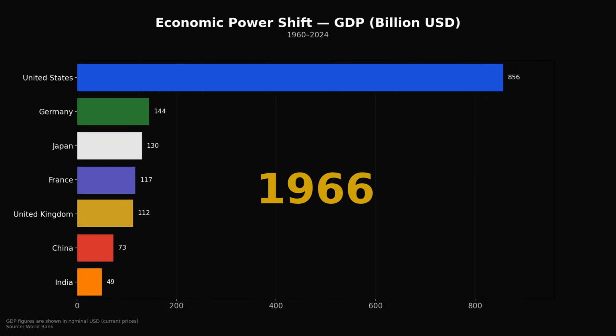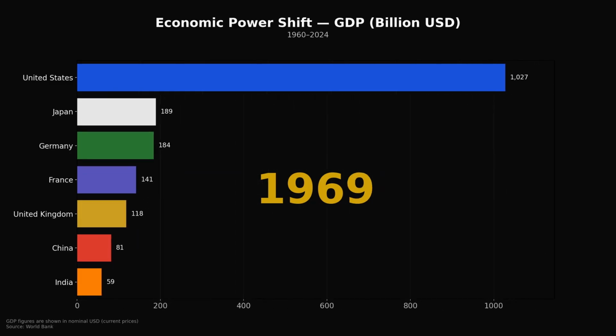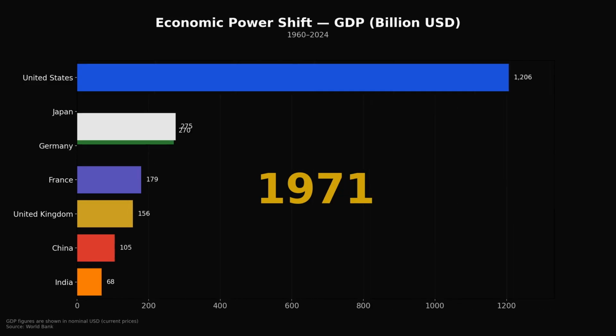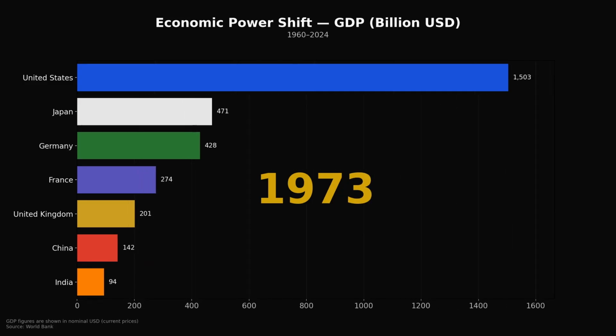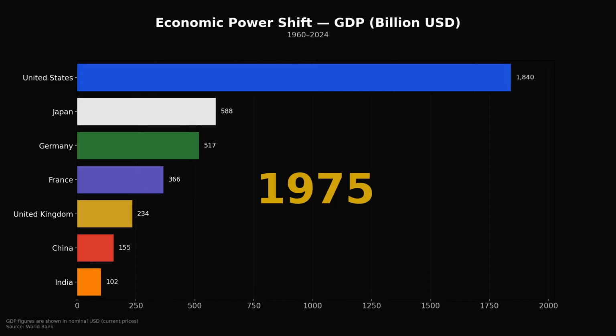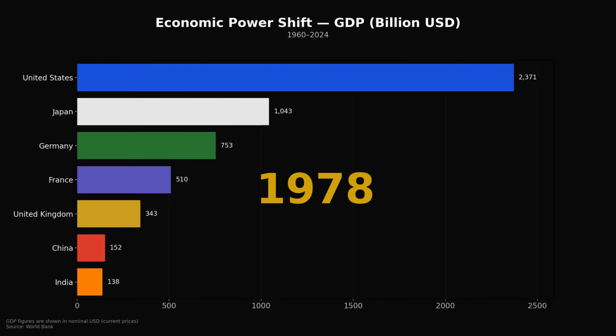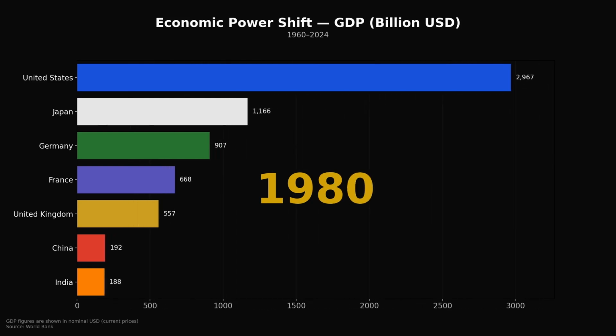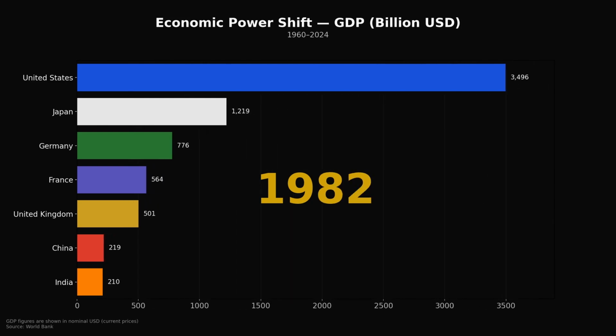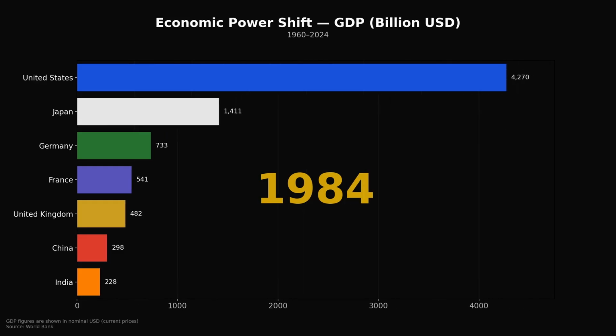Gross domestic product shows the total size of an economy. Here, we focus on a small group of major economies, the largest advanced nations, along with China and India, because together they shape most of the global economic system.